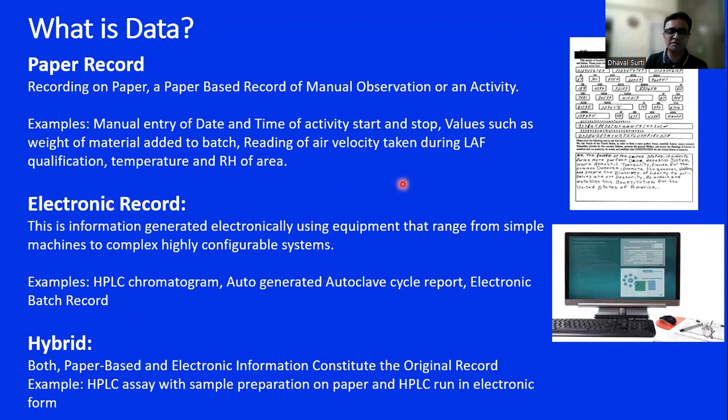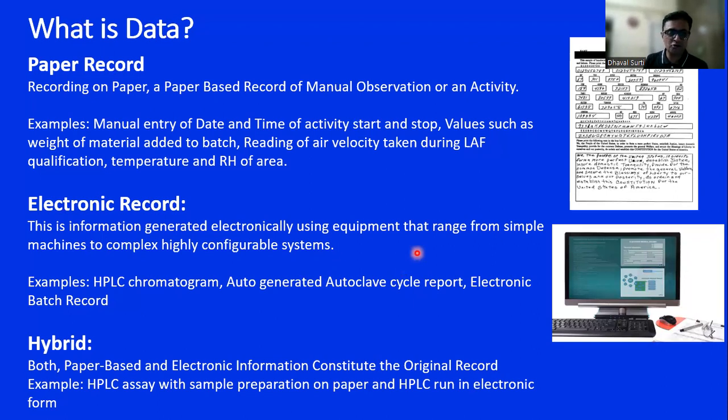Now, what is an electronic record? This is information generated electronically using equipment, ranging from simple machines to complex, highly configured systems. So what are the electronic records? Chromatograms, auto-generated cycles of autoclave, freeze dryer, filling machine, or tablet compression machine, or any other machine which has automatic printouts generated. And nowadays there are electronic batch records, so you don't have to write anything, you just enter the value into the system and it captures electronically. So this is an electronic batch record. These all are electronic records.